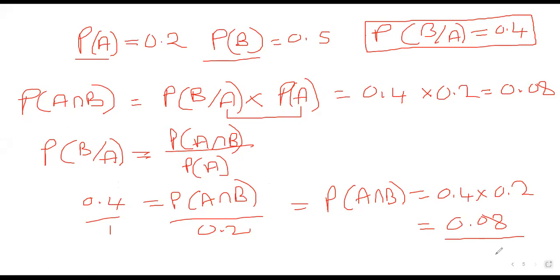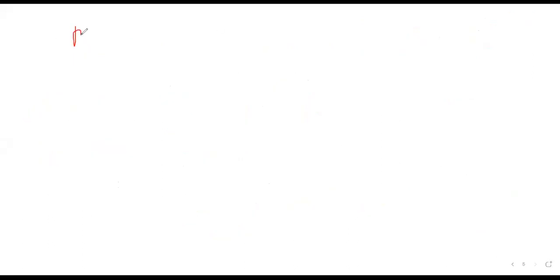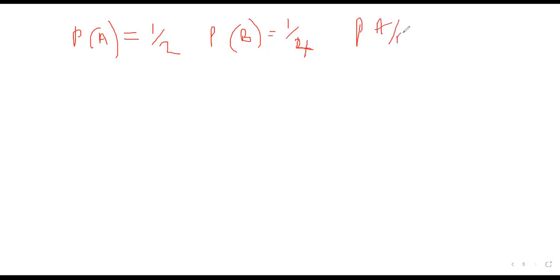Before I proceed, help me. Suppose you're given probability of A as a half, probability of B as a quarter, and probability of A given B as 3/4. Can somebody help us find the probability of A intersection B?